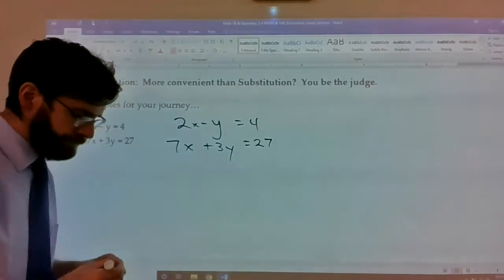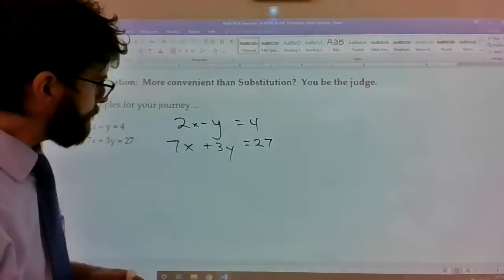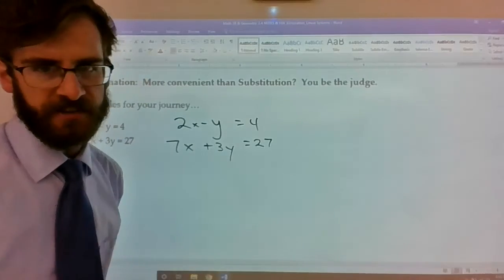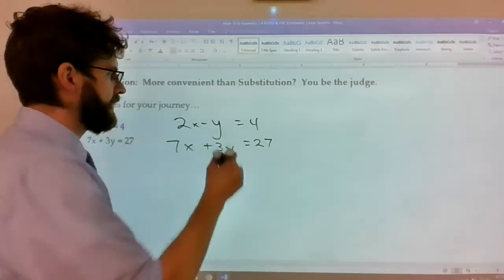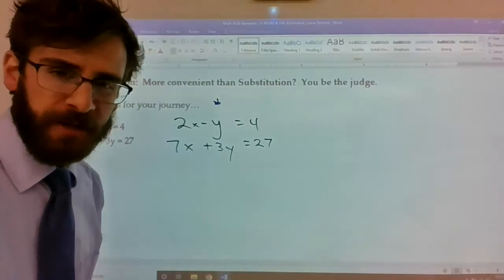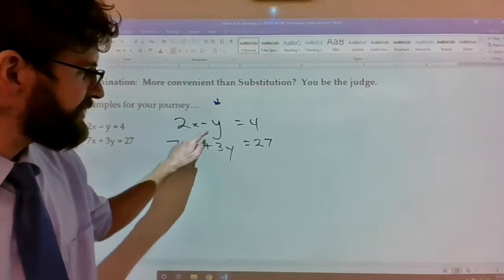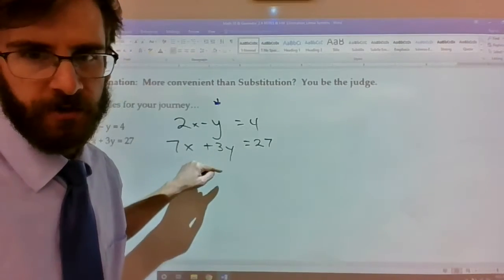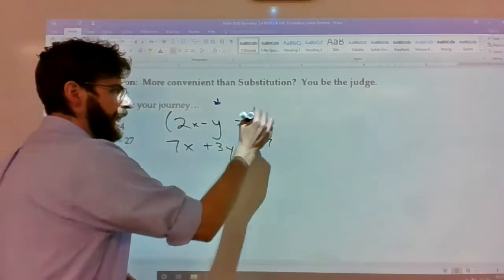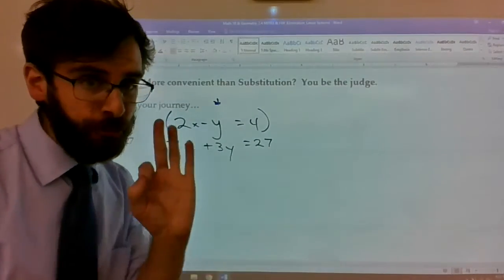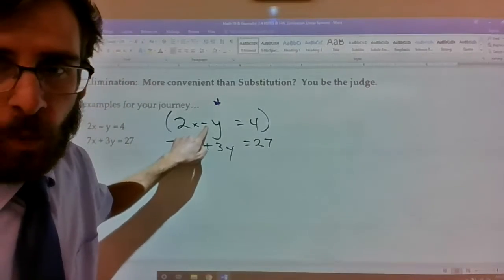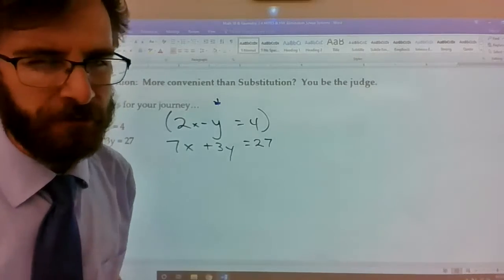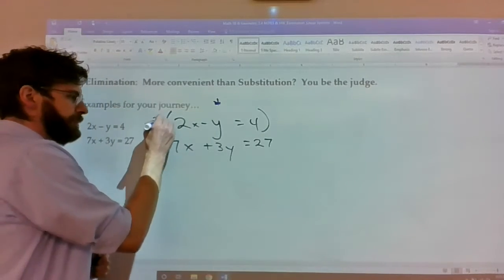So step one is to ask yourself, is it going to be easier to make the x's the same or the y's the same? I'm thinking the y's are going to be a lot easier because it's very simple to take a one y term and make it look like the other y term. So if I were to multiply everybody on the top by 3, it would create a negative 3y here and a positive 3y here, and they would cancel each other out. So that's my first step. First step is to multiply by 3.